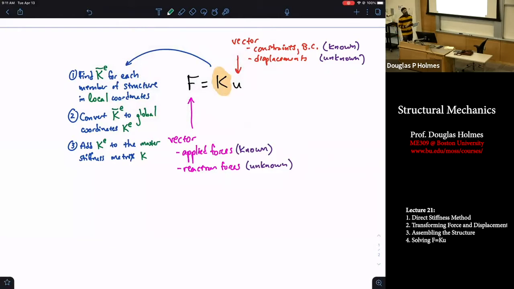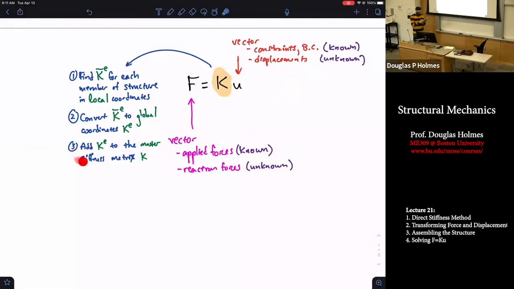We start by finding what K is for a simple member in your structure. That's what the KE means. And we do that by finding that KE in its local coordinate system, which means that the coordinates run along the backbone of that member, like the x-axis. We do a little linear algebra, convert that elemental stiffness matrix to a global one, and then we write a little algorithm that's going to stick that elemental stiffness matrix into the master stiffness matrix.